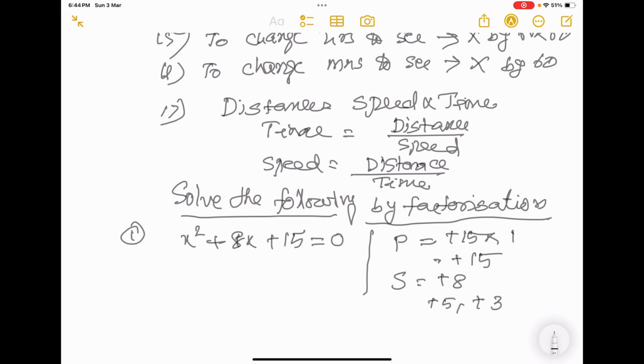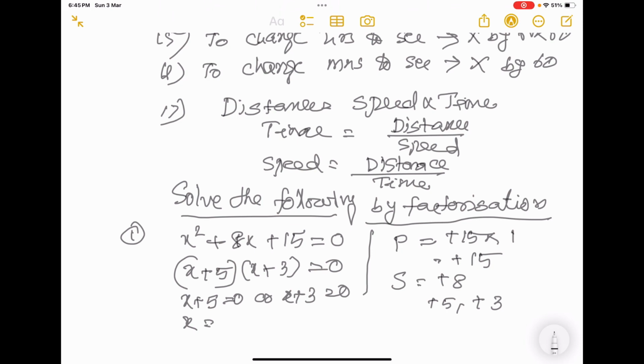Therefore, here there is no need to split because the coefficient of x square is 1. If the coefficient of x square is other than 1, then we want to split the middle term. Here we can directly write (x plus 5) into (x plus 3) equal to 0. Then x plus 5 equal to 0 or x plus 3 equal to 0. Then x equal to negative 5 or x equal to negative 3.